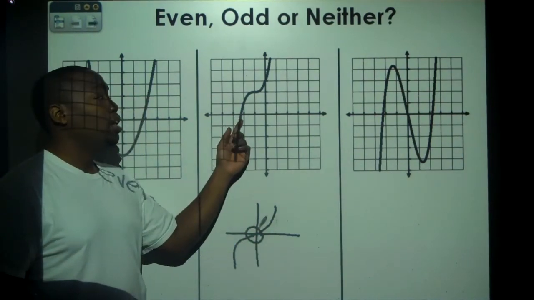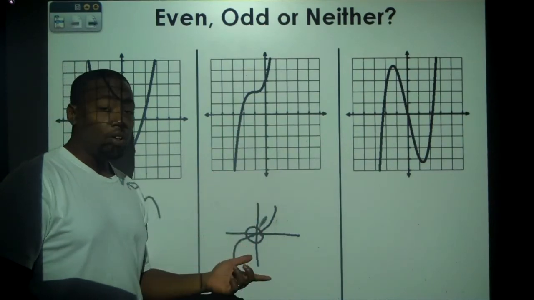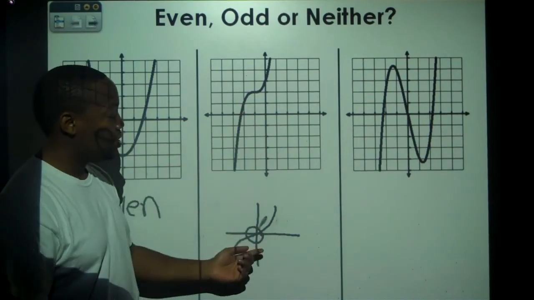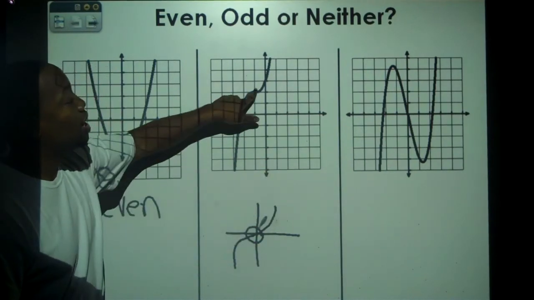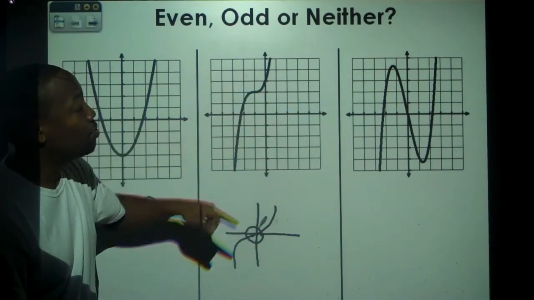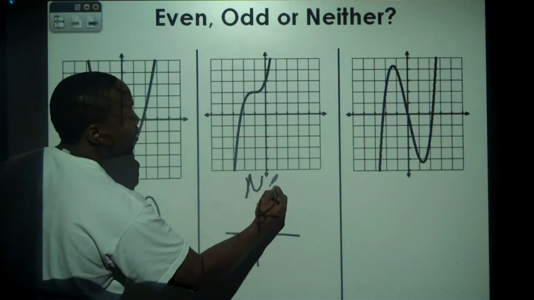So does this graph go through the origin? No. But if it did go through the origin, as you see here, it would be an odd function. Because this does not go through the origin of the graph, this one right here is going to be neither. So N for neither.